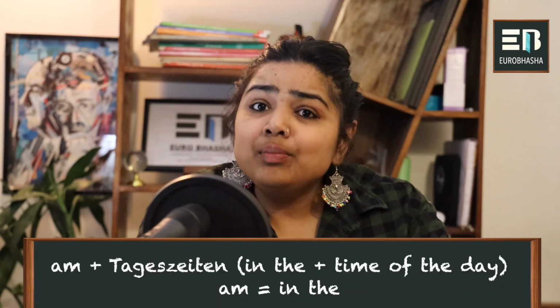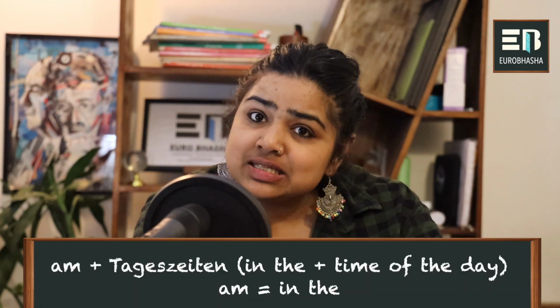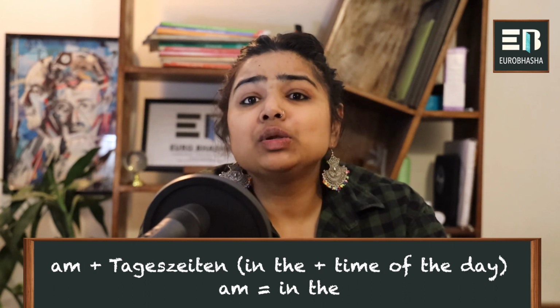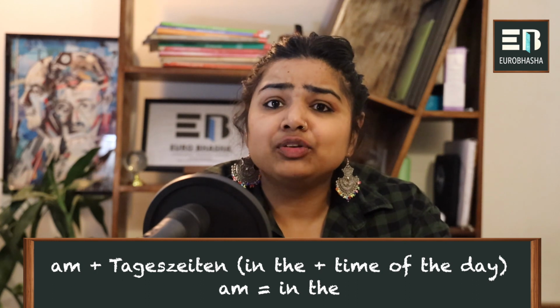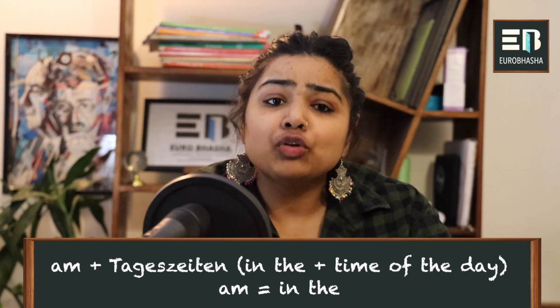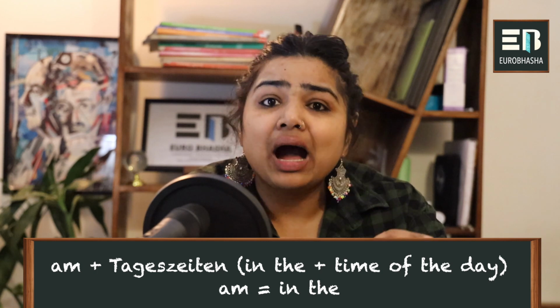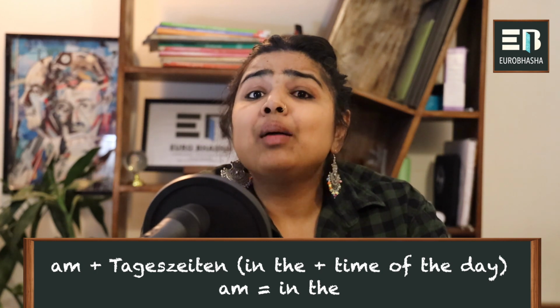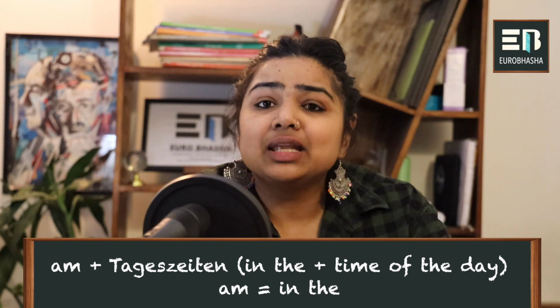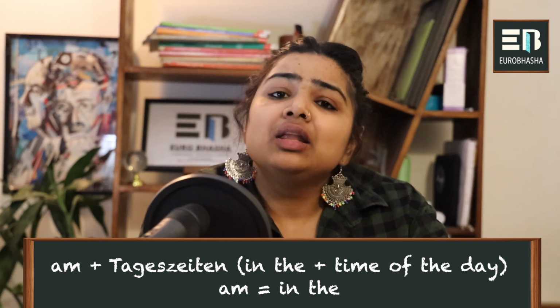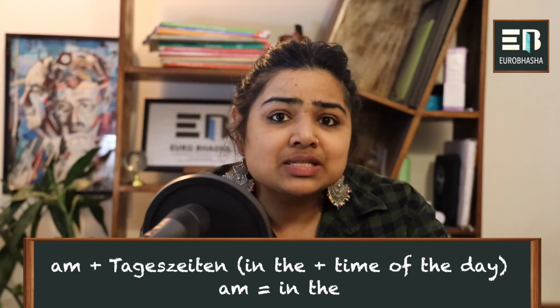The next preposition is am. Am is a fixed preposition with days. It is also a fixed preposition with times of the day. For example, if you have to say in the morning, in the afternoon, in the evening, in German for this in the we use am. So for example, am Morgen, that means in the morning. Am Abend, that means in the evening. Now let's have a look at some examples.